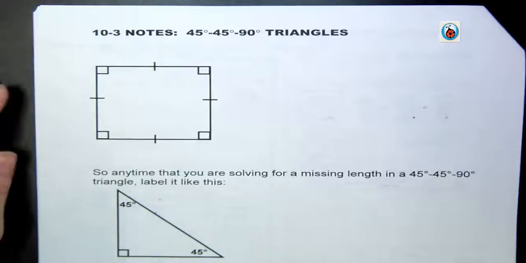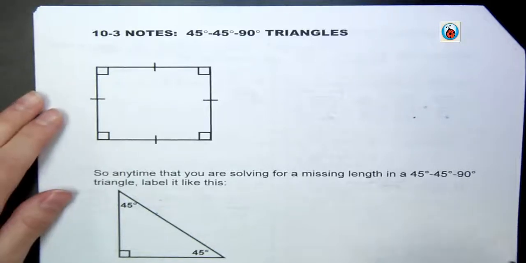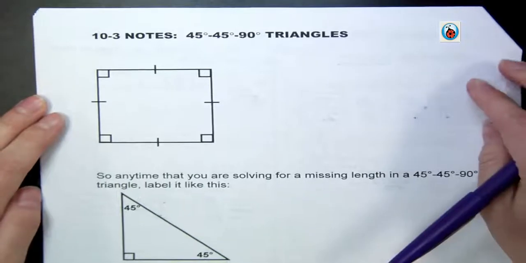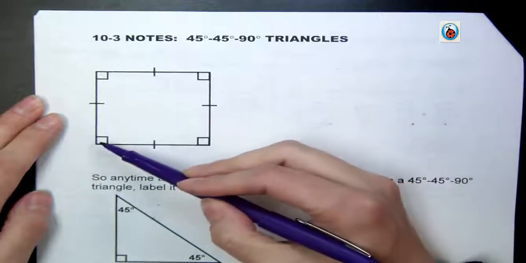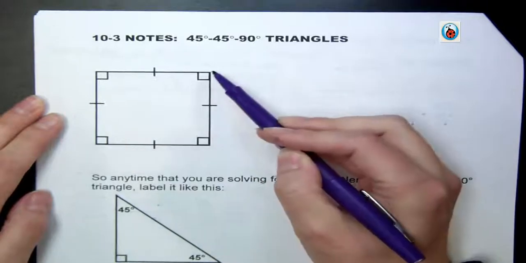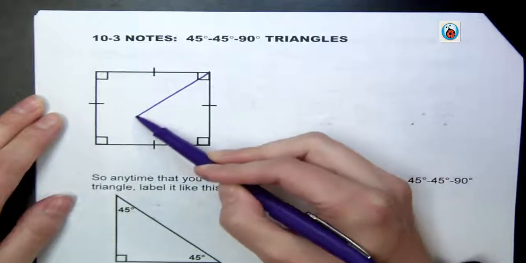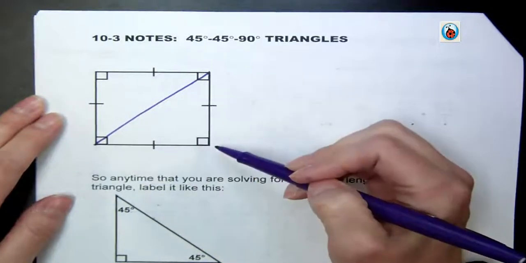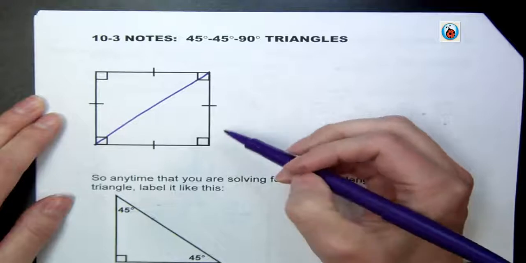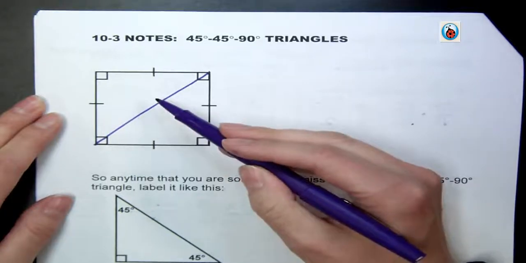Alright, we are here on Notes 10.3, Special Right Triangles. I'm going to start by showing you how our formulas are derived. If you take a square and divide it completely in half diagonally, that gives you a right triangle. We could set up our Pythagorean theorem using this to find our diagonal.